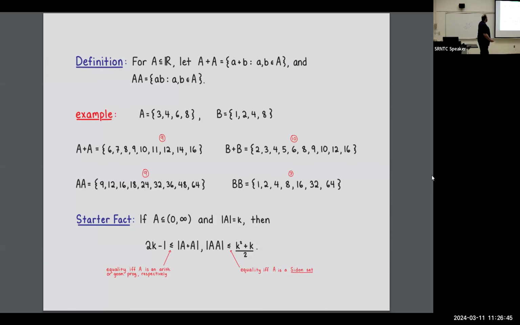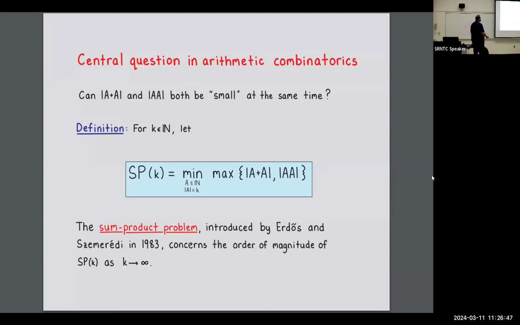So what is the sum product problem? Can the sum set and the product set both be small at the same time? By small, I mean noticeably smaller than that maximum.